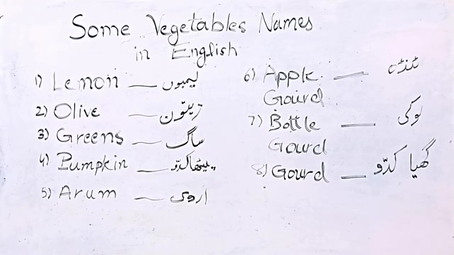Let's begin. The first vegetable is limbu, and we call it lemon in English. We use olive for zaytun, greens for saag, pumpkin for petakadu, arum for arvi, apple gourd we use for tinda, bottle gourd is loki, and gourd itself is kia kaddu.